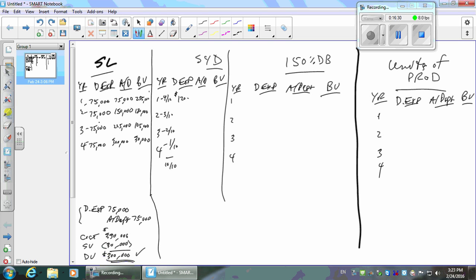Depreciation expense. Credit what? Accumulated depreciation. Yeah, it's always going to be that. What's accumulated depreciation going to be after you do that? 120. What's the book value going to be? 330 less 120. You're right there, guys.